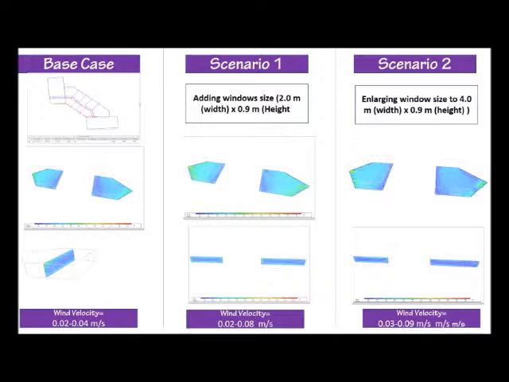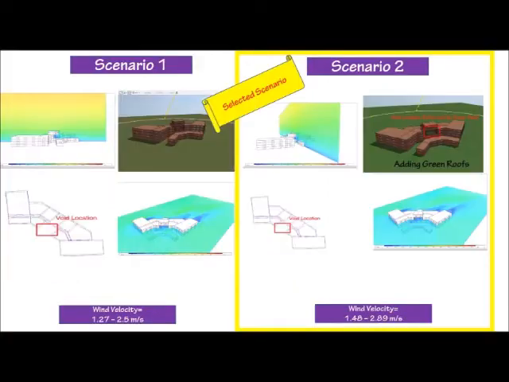Scenario number 2 was enlarging the window size to 4 by 0.9 meters. The wind velocity achieved in scenario number 2 was 0.03 to 0.09 meters per second. The scenario selected was scenario number 2.